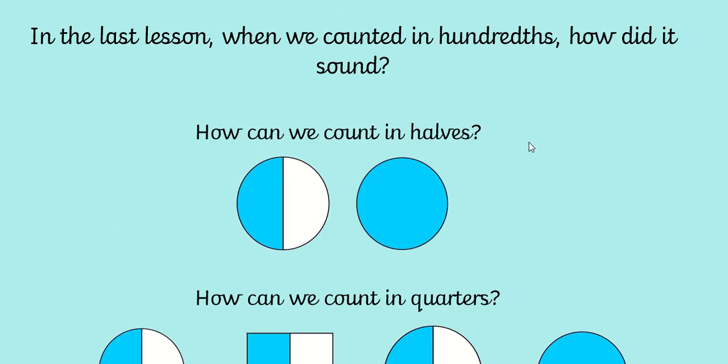Okay? So it sounds a little bit different when we're counting in hundredths, but if we got to the end, so 98 hundredths, 99 hundredths, we wouldn't have 100 hundredths, we would just have 1 whole.